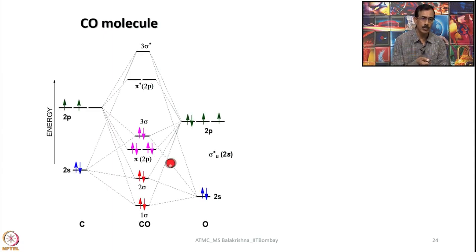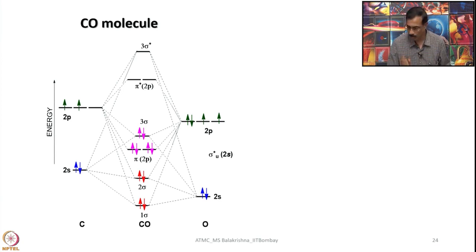If you just look at the CO molecule, carbon here and oxygen here, oxygen comes with 6 electrons and carbon comes with 4 electrons. We have a total of 10 valence electrons. Basically, 2 electrons are here, 2 here, 2, 2, and 2 electrons. So 2, 4, 6, 8, 10 are there. If 10 are there, how do you consider the carbon monoxide bond order?